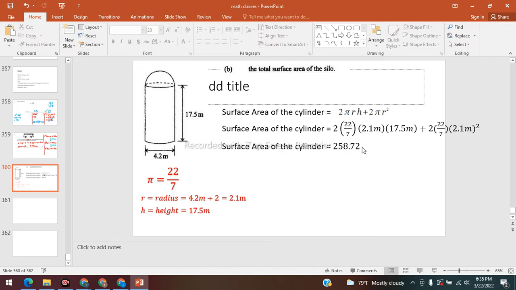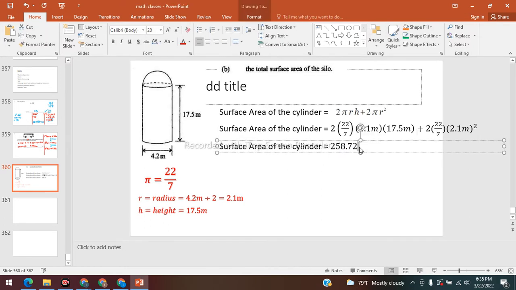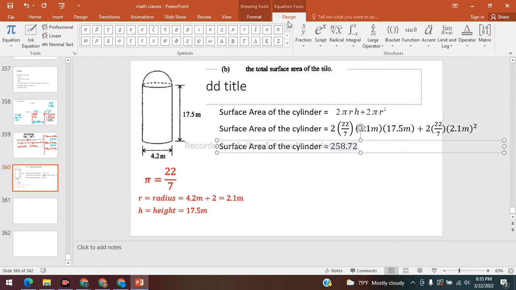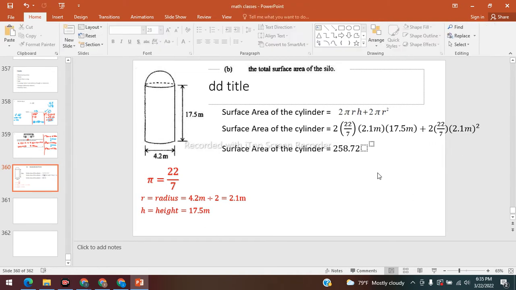meters, meters squared, meters cubed, meters what? Squared. Say it again. Squared. Why do you say meters squared? What's going to be meters squared, meters cubed, meters to the fourth, meters to the fifth? What is going to be? Meters squared.